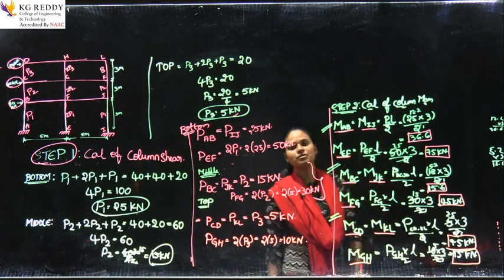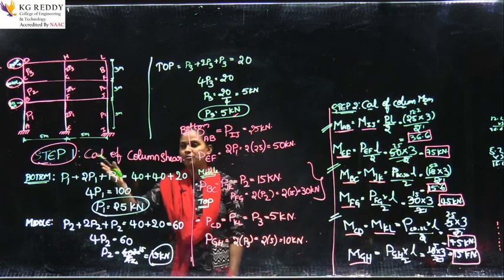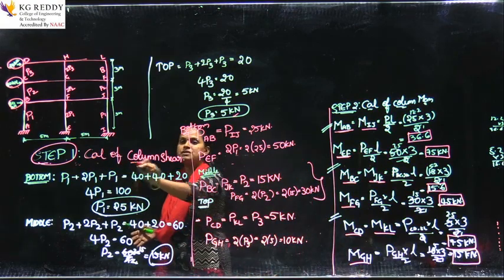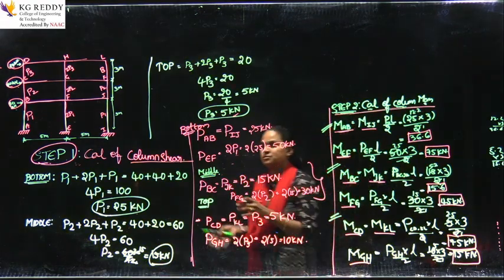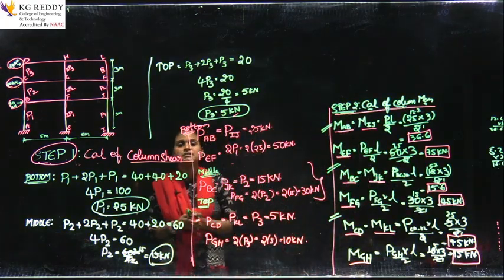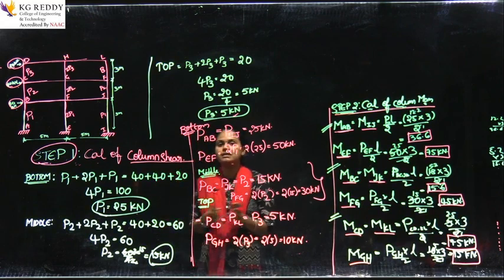So this is how you will calculate step 1, the calculation of column shear, and the calculation of column moment. So these are the things which you will calculate for the columns. In the next part, we will be calculating the beam shear and the beam moments.